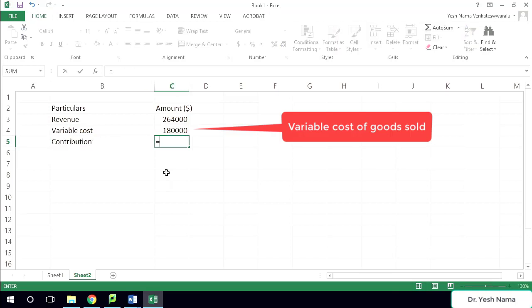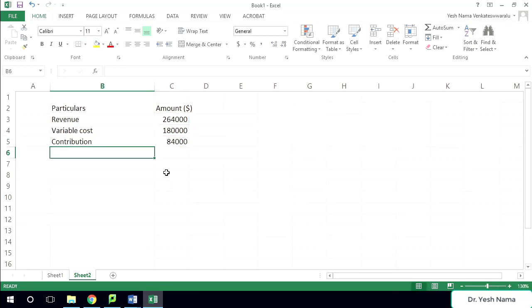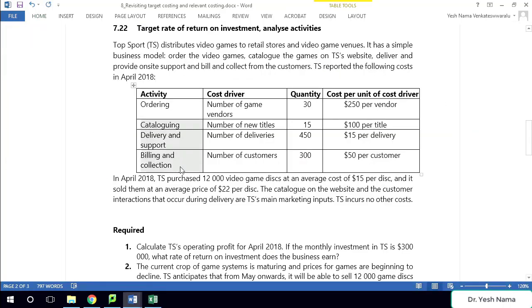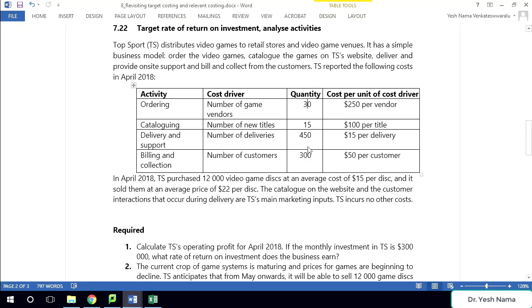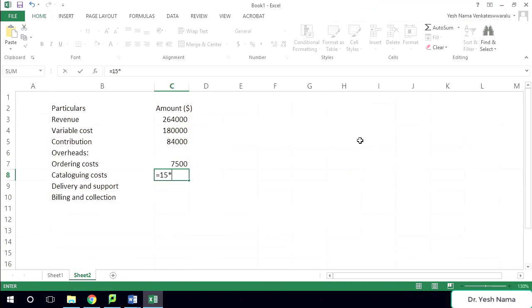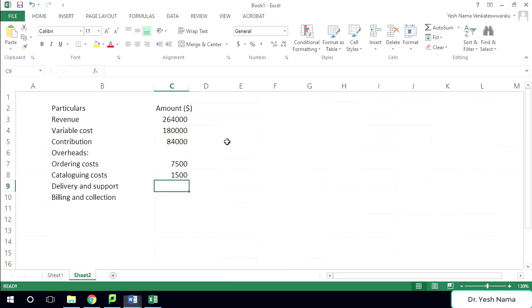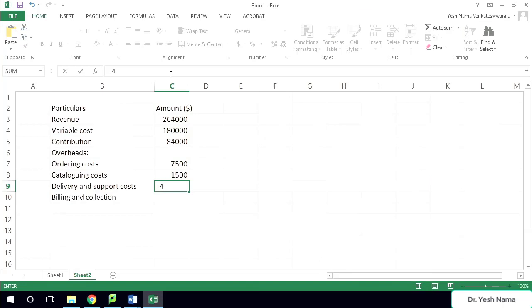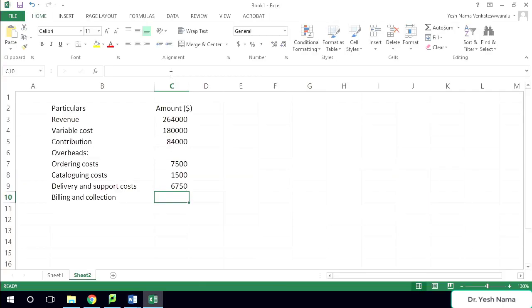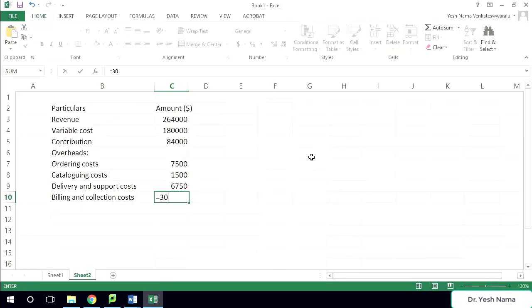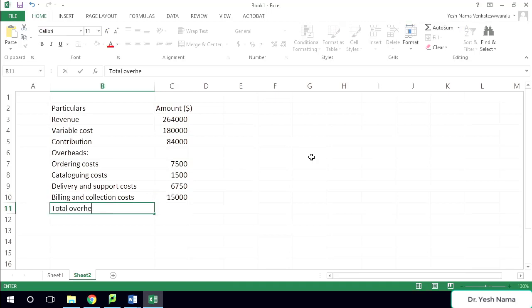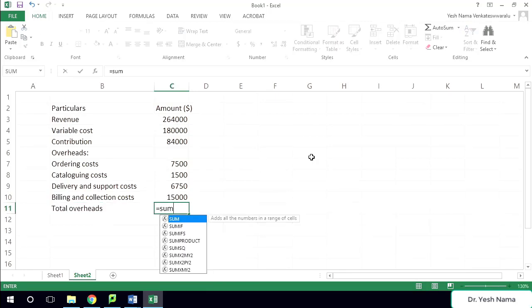Contribution, revenue minus variable cost. Overheads, ordering costs, 30 vendors times 250 per vendor. Cataloging costs, 15 titles times 100 per title. Delivery and support, 450 deliveries times 15 per delivery. Billing and collection, 300 customers times $50 per customer. Total overheads is equal to sum of these numbers.